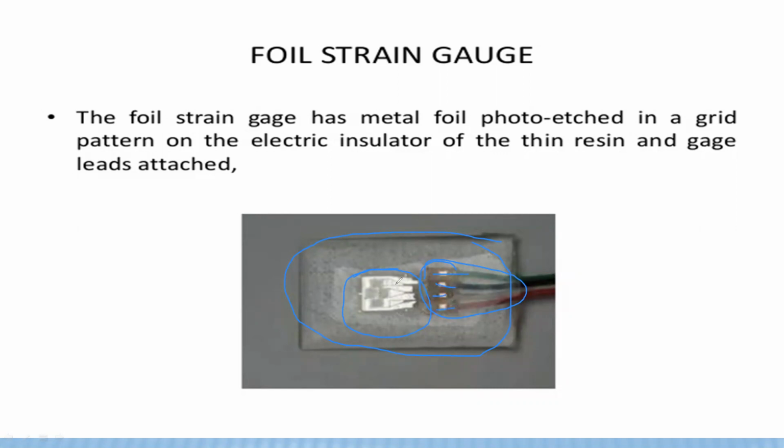In this foil strain gauge, we connect the object, and whenever we apply a load, we calculate the stresses or strains, or maximum pressure or maximum acceleration. Those quantities we can calculate by using this foil strain gauge. So that is the foil strain gauge.